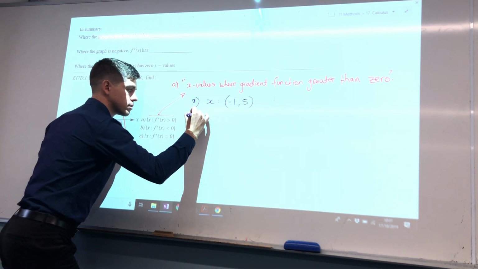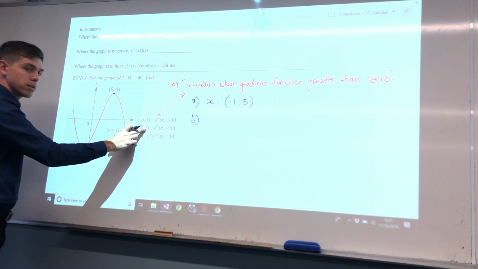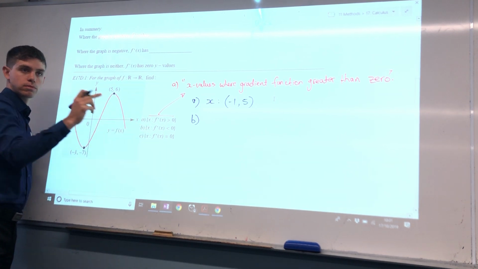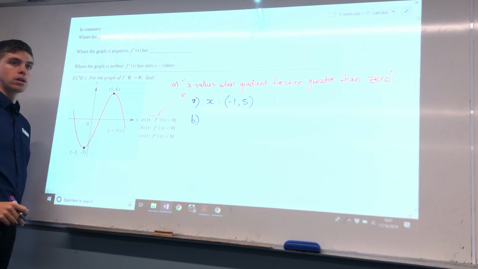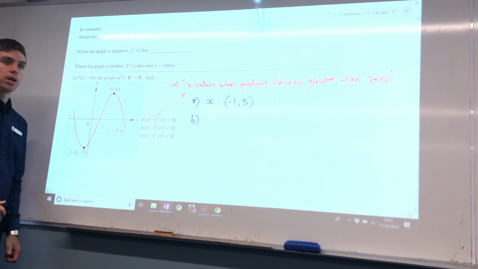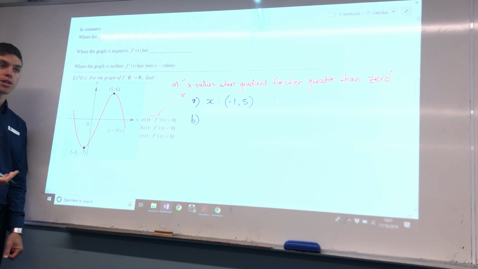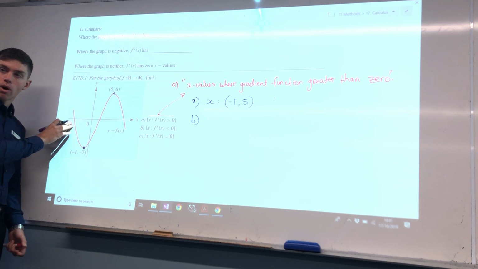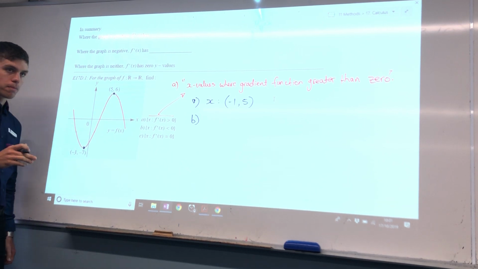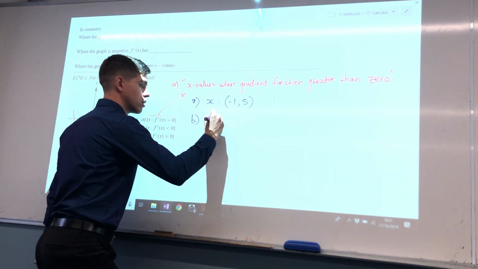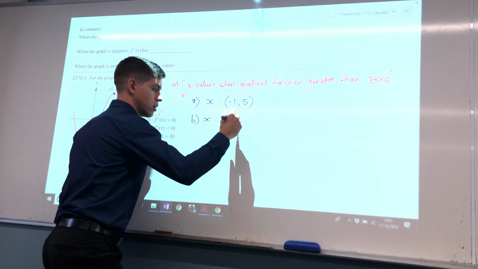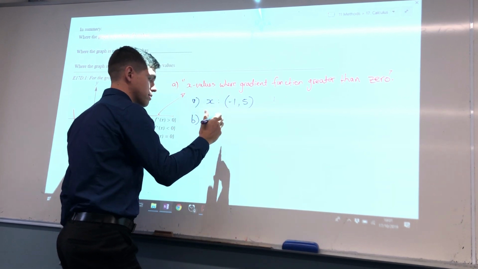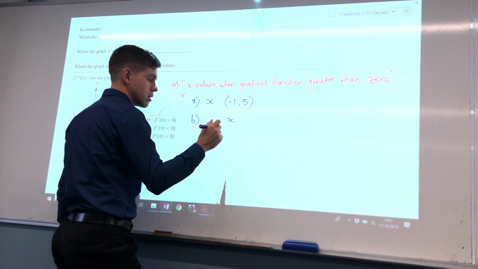What about the second one? Can I just have a volunteer? What's the second one in plain English asking us? X values when the gradient function is less than 0. That's right. So where is the gradient function going to be negative? Or in other words, where is this graph decreasing? When x is smaller than -1 and greater than 6. Yep, so you've said, because there's two ways of writing this.